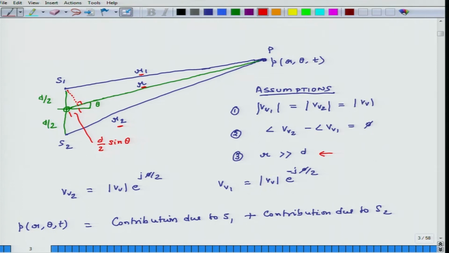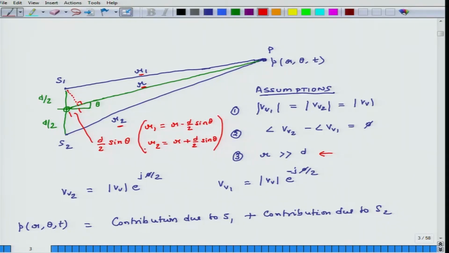If point P is very far away from the midpoint, in such a way that R is extremely large compared to D, then I can say that R1 equals R minus D over 2 sin theta. Why? Because these vectors R and R1 will be almost parallel. The difference in distance will be just D over 2 sin theta. Similarly, I can also say that R2 equals R plus D over 2 sin theta.